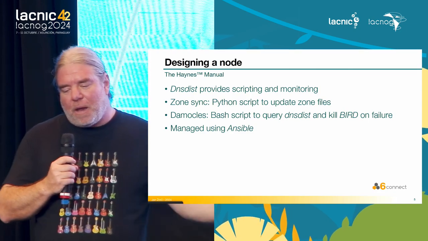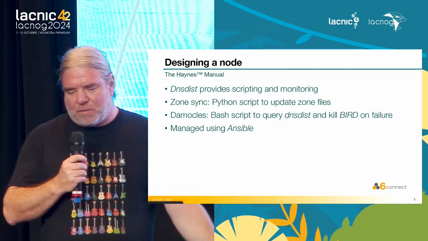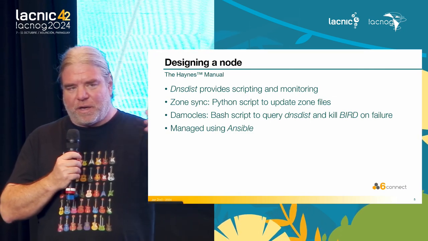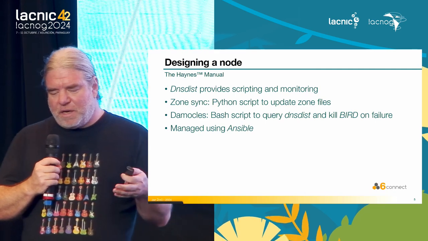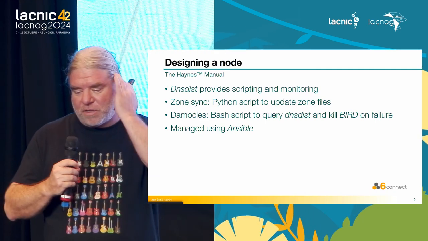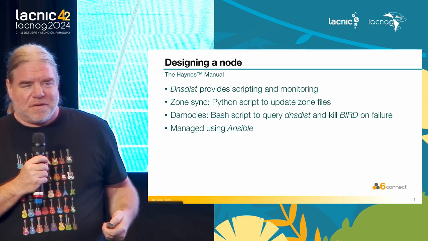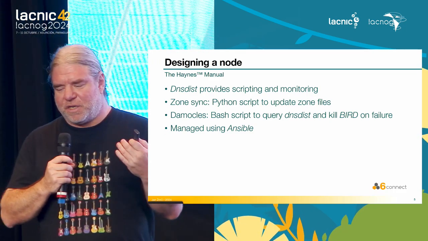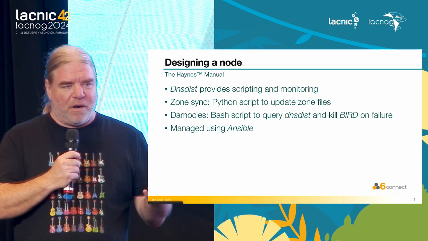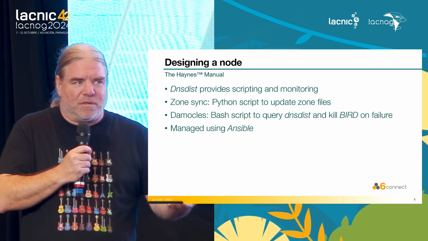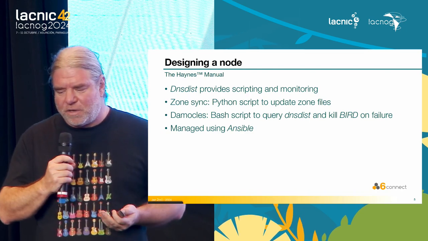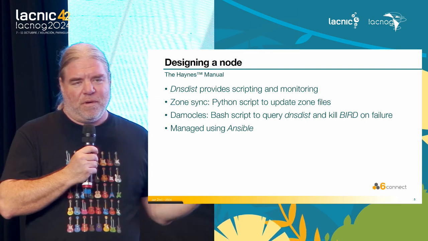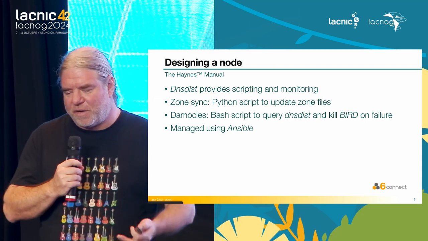So how did we design a node? DNSDist provides scripting and monitoring and directs queries to the backends. ZoneSync is a Python script to update the zone files. We built a daemon called Democles. It's a bash script that queries DNSDist, and if there is a failure to resolve a certain DNS record, it kills BIRD and removes that node from the BGP announcements.